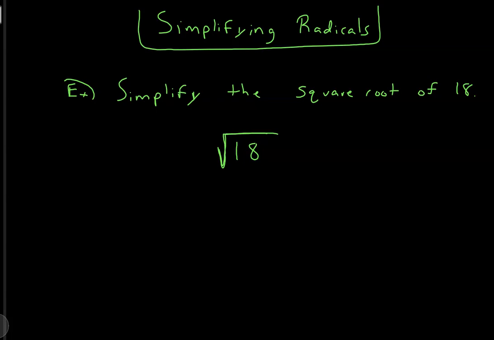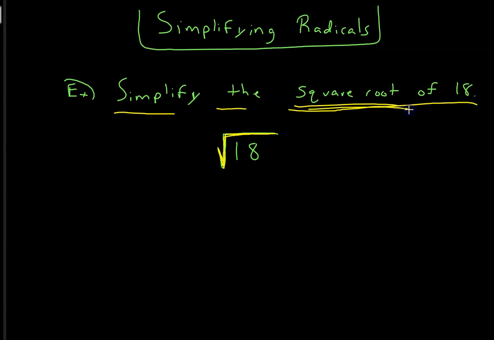All right, so this video is about simplifying radicals. And the first question says, simplify the radical, the square root of 18. So simplify the square root of 18. This symbol here is a radical. This type of radical is called square root.